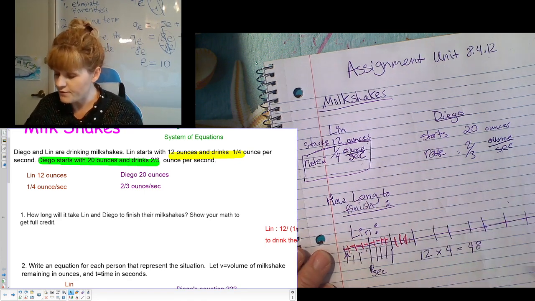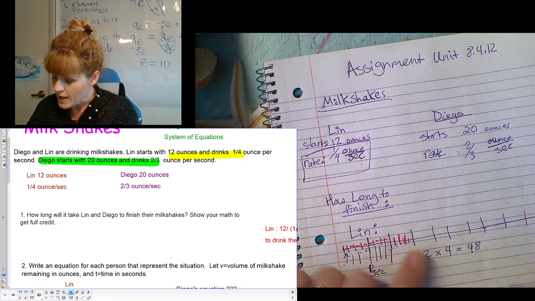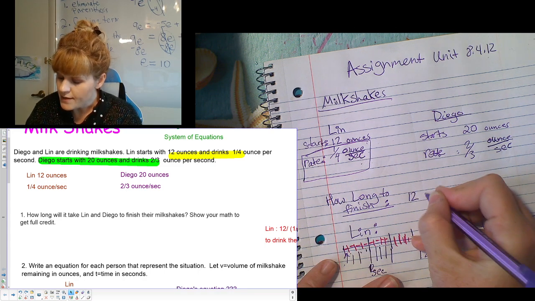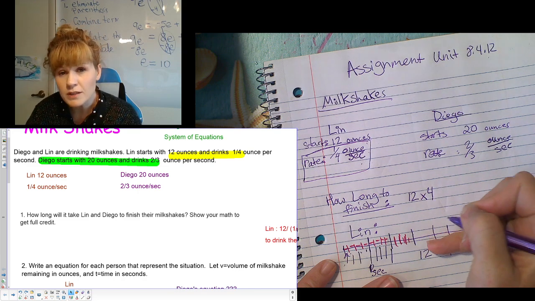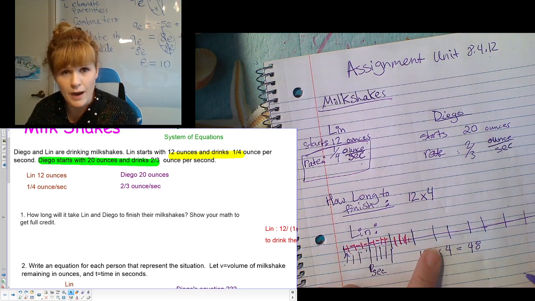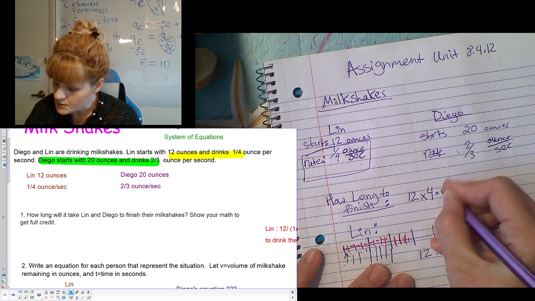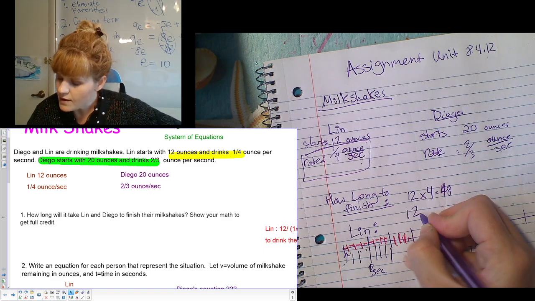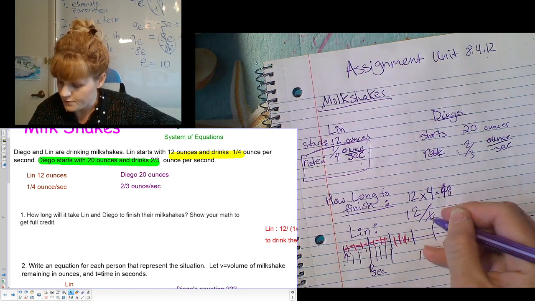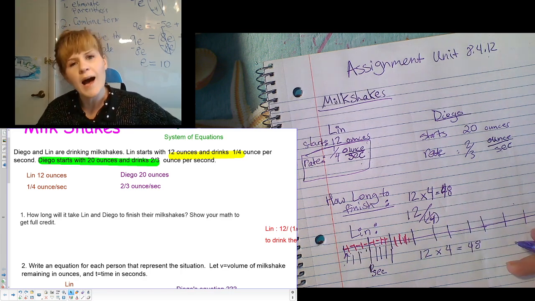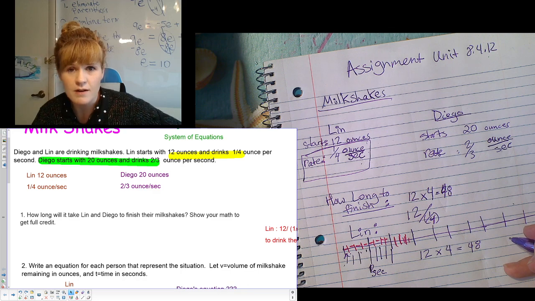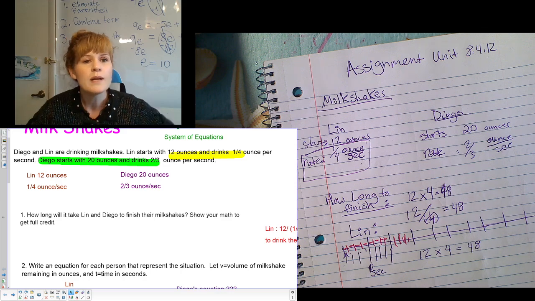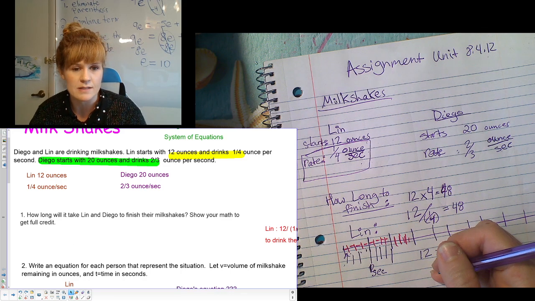So simply, how long to finish it is 12 ounces, and then you can look at it as times 4, because that's how many fourths per ounce, and that equals 48. Or you could look at it this way, 12 ounces divided by 1/4. That means how many 1/4 are there in 12 ounces? And that's the same answer, 48. So you know it takes Lynn 48 seconds.